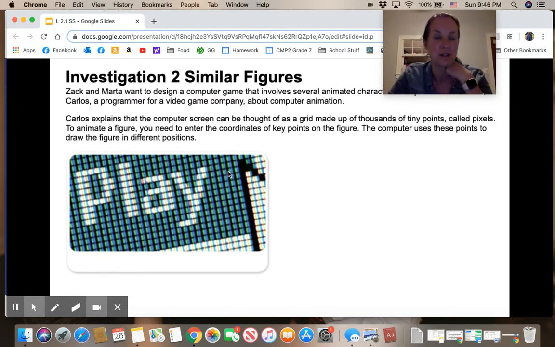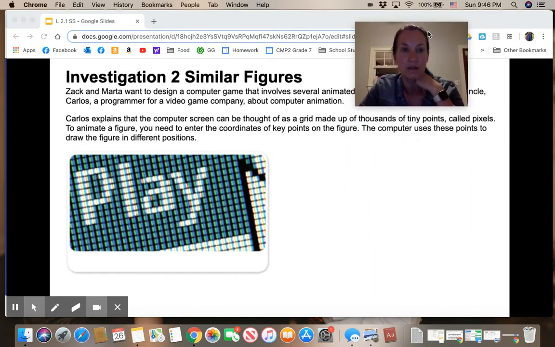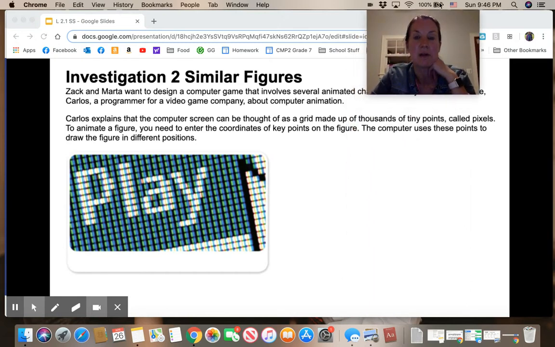Zach and Marta want to design a computer game that involves several animated characters. They ask Marta's uncle, Carlos, a programmer for a video game company, about computer animation. Carlos explains that the computer screen can be thought of as a grid made up of tiny points called pixels. To animate a figure, you need to enter the coordinates of key points of the figure. The computer uses these points to draw the figure in different positions. If you've ever used Scratch, you may have used coordinates to make the animation move.